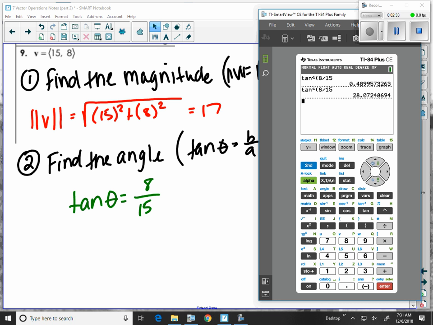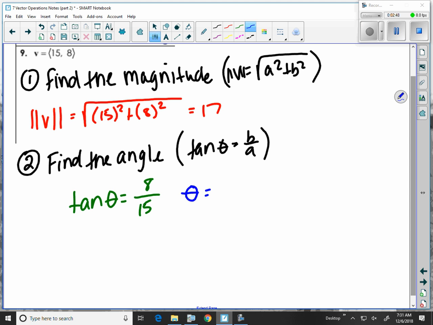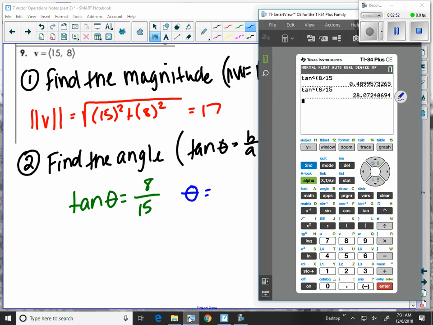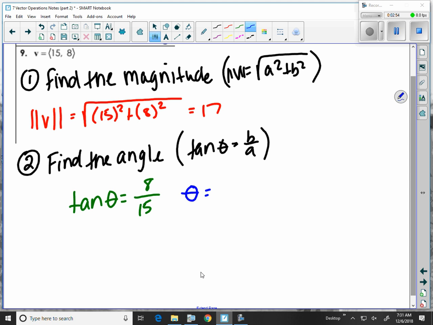The issue here is we have to make sure that we're in the proper quadrant. So if we look at our original, it's a positive. Which quadrant are we in? Quadrant 1. It's normal, so we don't need to add anything to it. Okay? So we would say theta equals 28, so we'll just say 28.1.